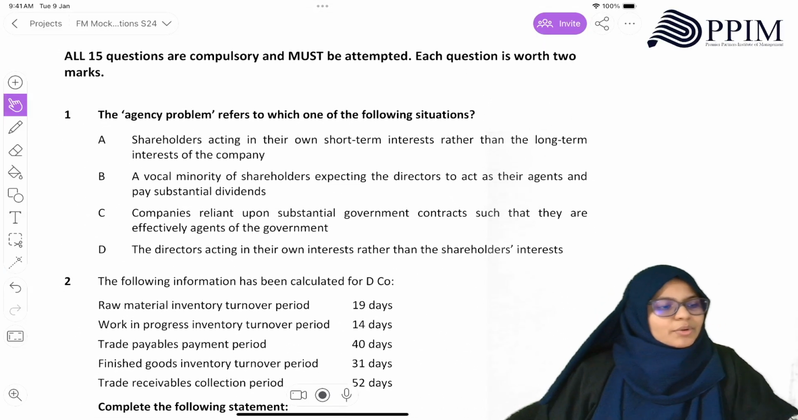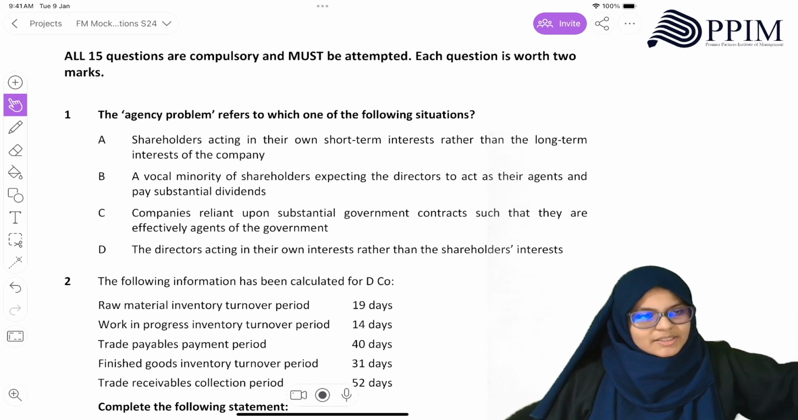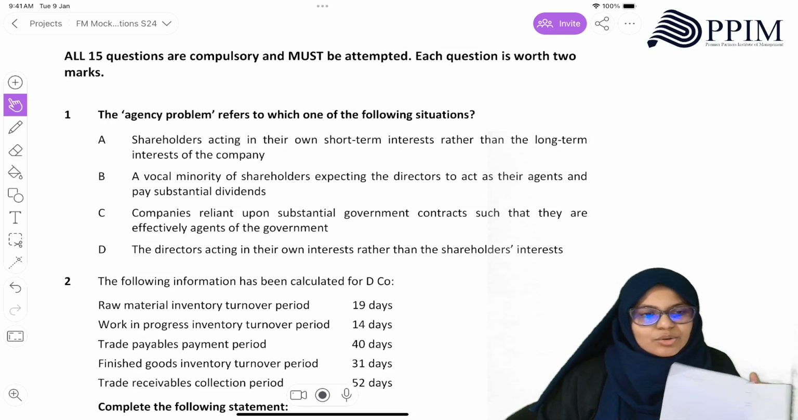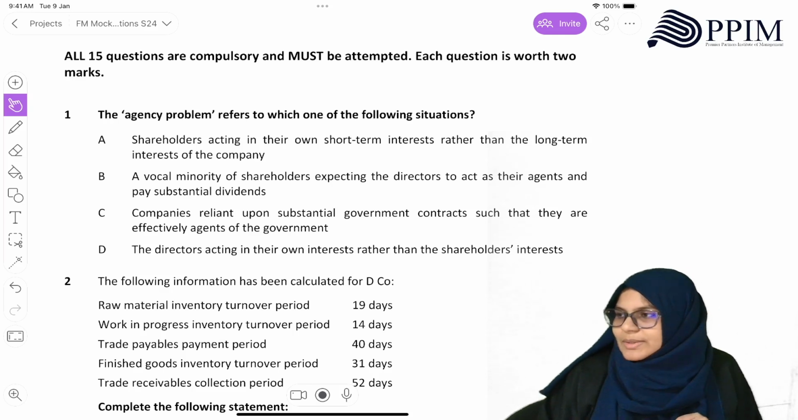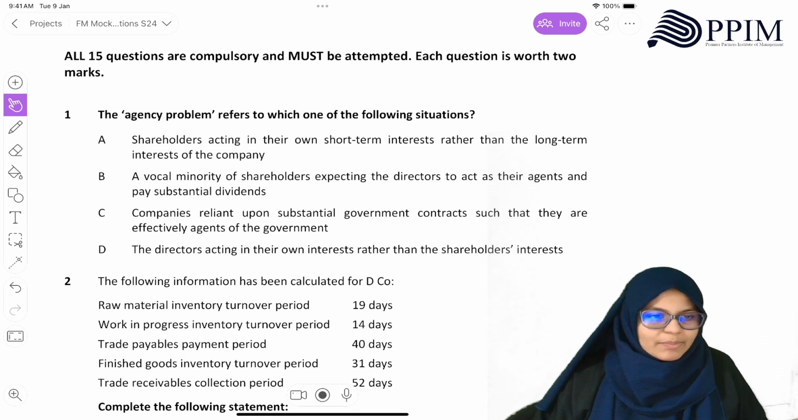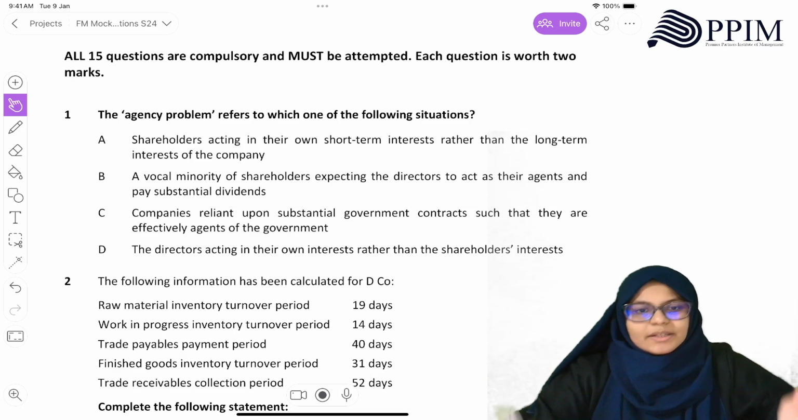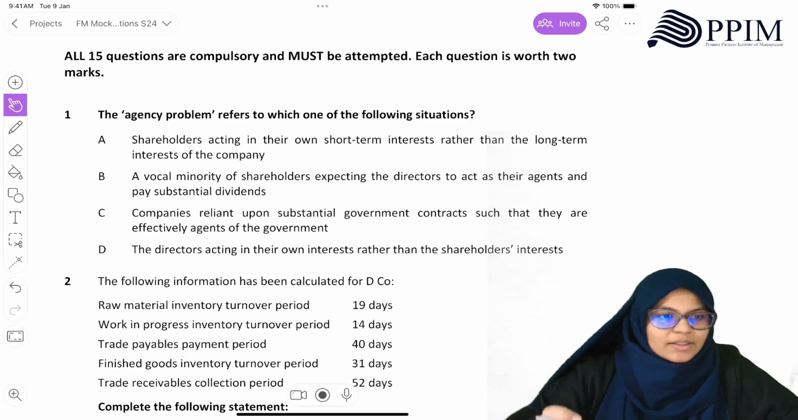Right, so if you look at the first bit, the first section A and section B, it's relatively simple. Let's go through it one by one. While I'm doing the questions, I will explain that area as well. All 15 questions are compulsory and must be attempted. Each question is worth 2 marks.